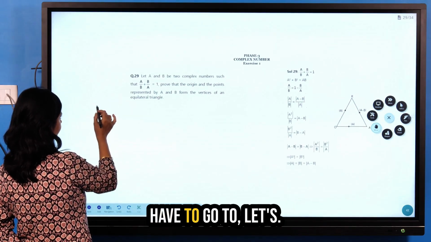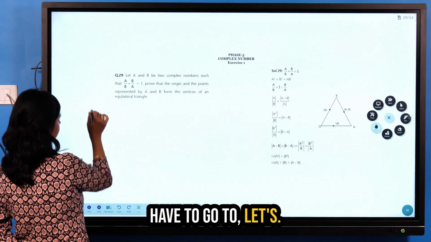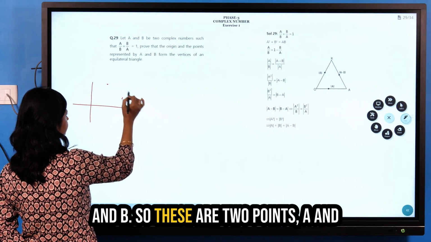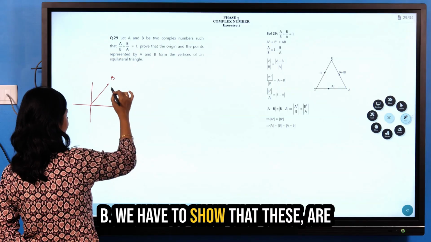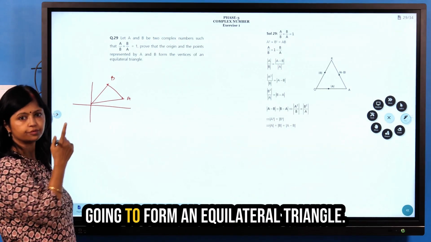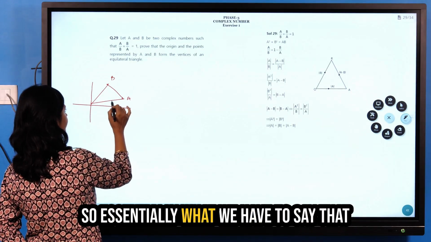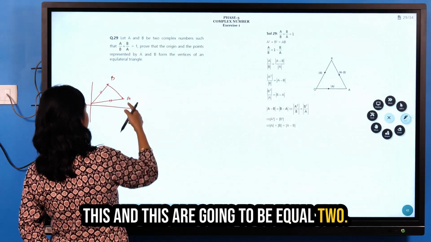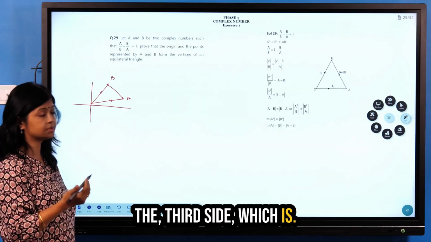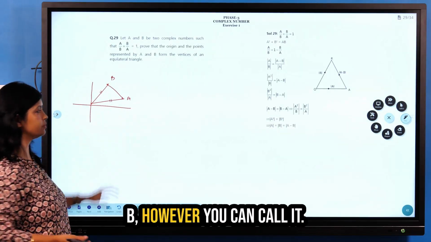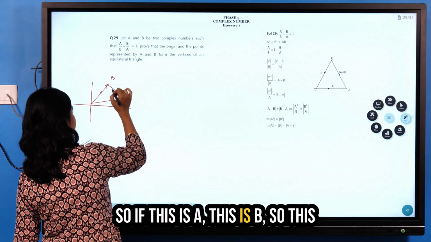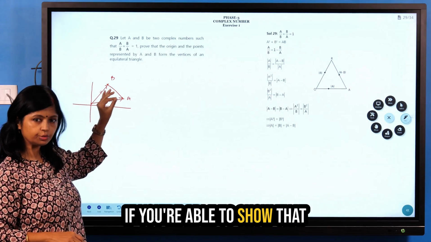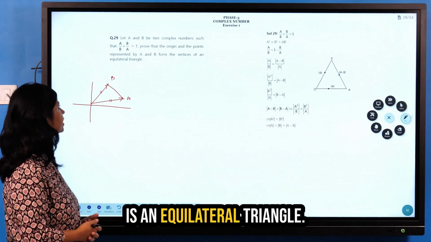First of all, let's quickly understand where we have to go. Suppose these are 2 points A and B. We have to show that these are going to form an equilateral triangle. So essentially we have to show that this side and this side are equal to the third side, which is either B minus A or A minus B, however we call it. So this is where we have to reach. If you are able to show that the sides are equal, then it is an equilateral triangle.